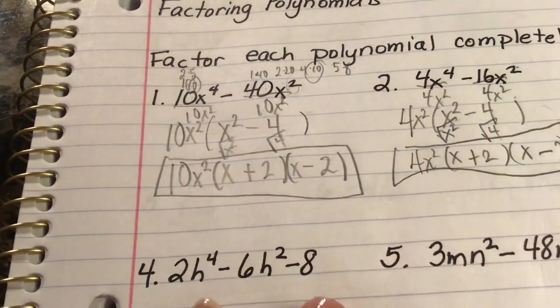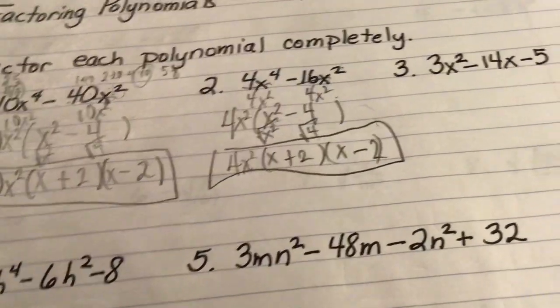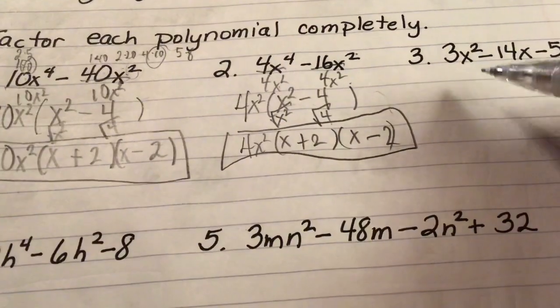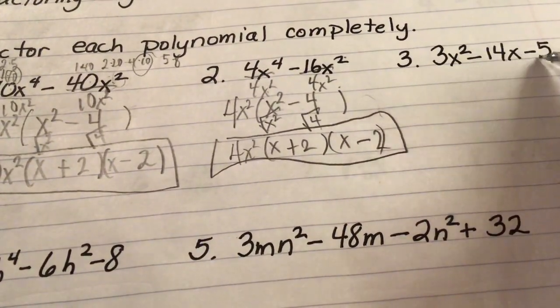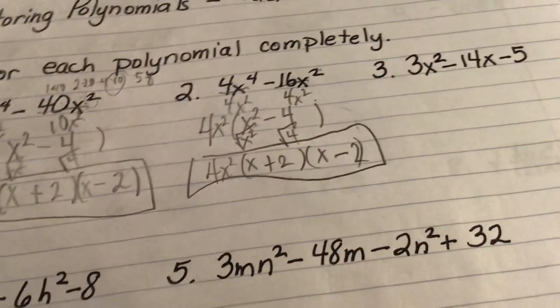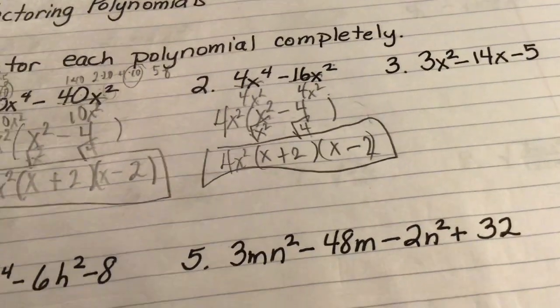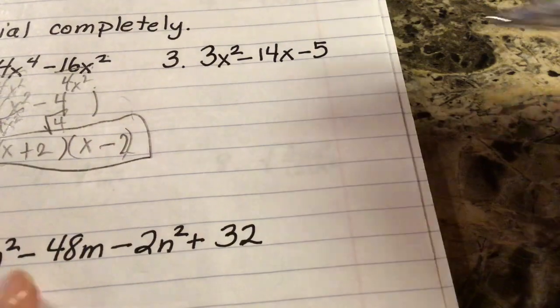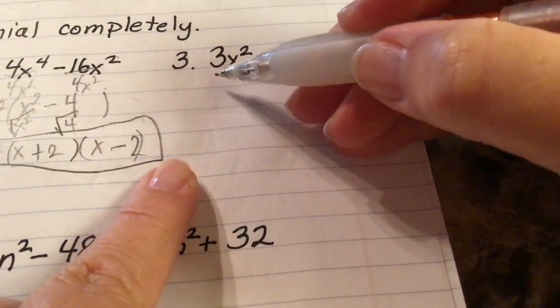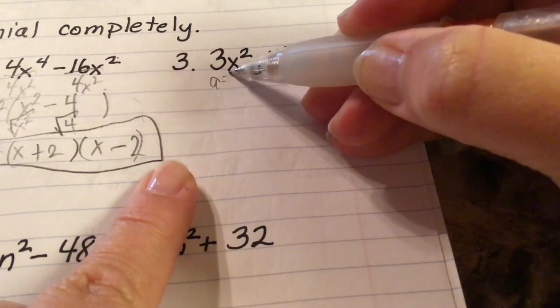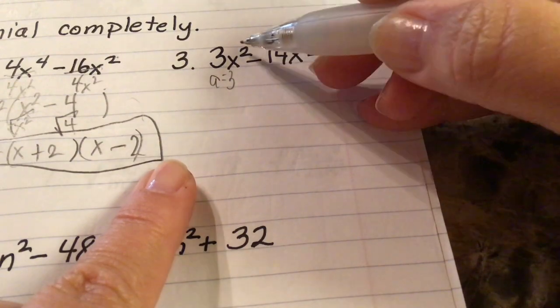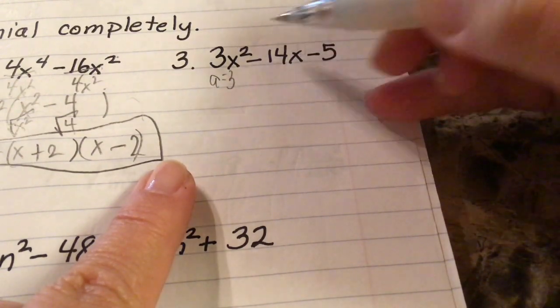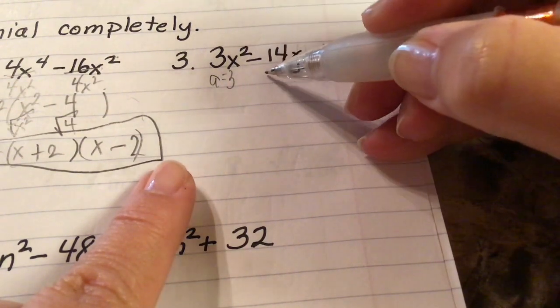Let's look at number 3. Okay, looking at number 3, do I have a greatest common factor? No, I do not. Okay, next, I have a trinomial. I have a is 3 in my trinomial, and it is a trinomial in the form to be factored. This exponent is half of this, so I can factor this.